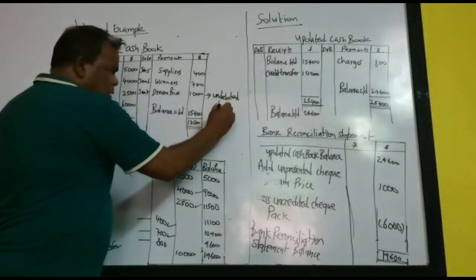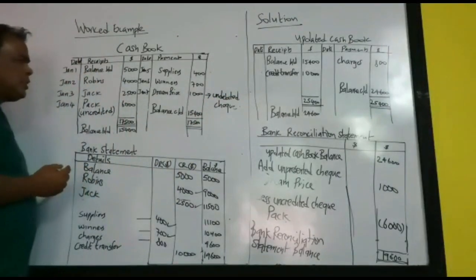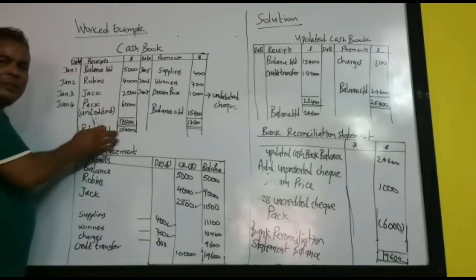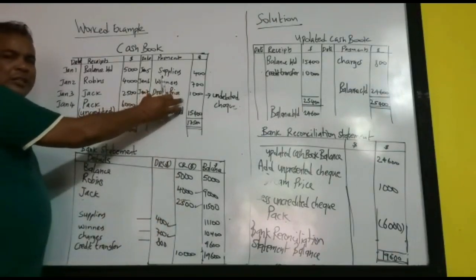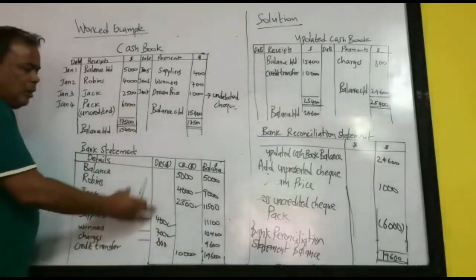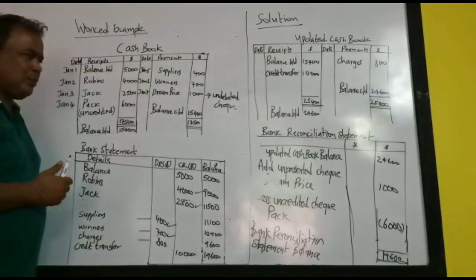Undebited check. So first of all, we have to see whether all items on the debit side have been recorded on the credit side. And all items on the credit side, whether they have been debited on the debit side of the bank statement.